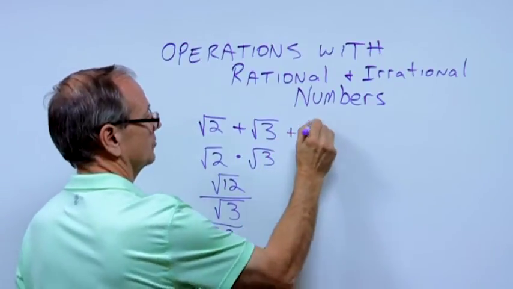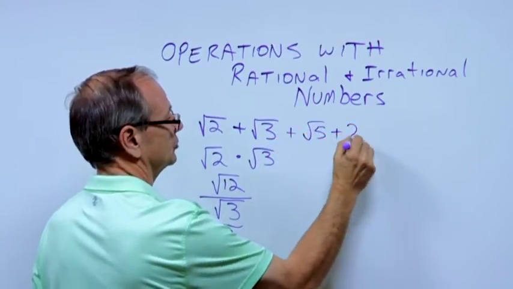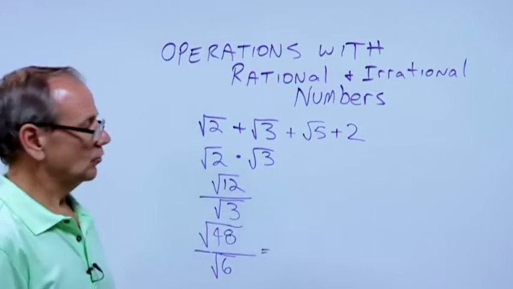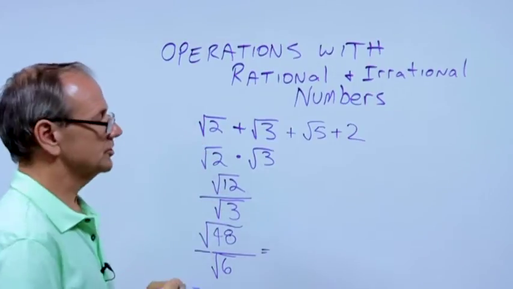If I did it with a square root of 5, or if I said that plus 2, any of those combinations, once it's irrational, it stays irrational.